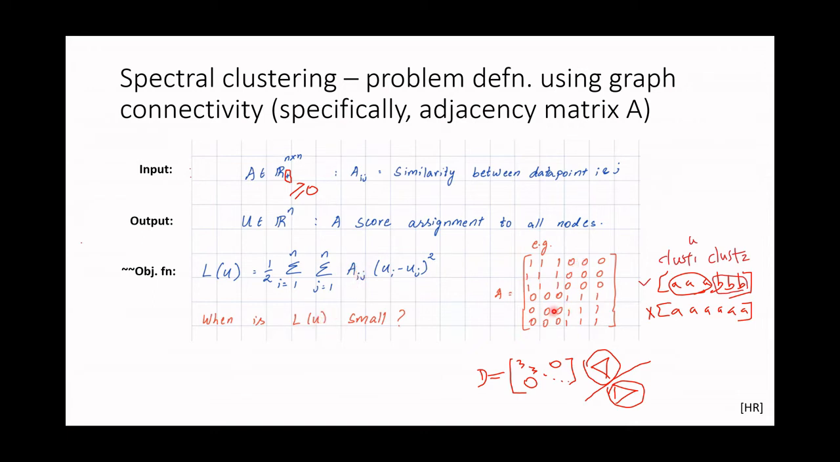That is provided as an input to you. You need to figure out what U is. So as long as you assign the same score U to members of the same cluster, then if Aij is high for members of the same cluster, Ui and Uj will be more or less similar, and the difference will then be close to 0, and the whole term will come down to 0. So that is what we want, something that looks like this.